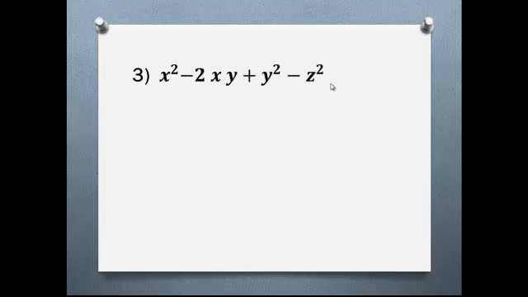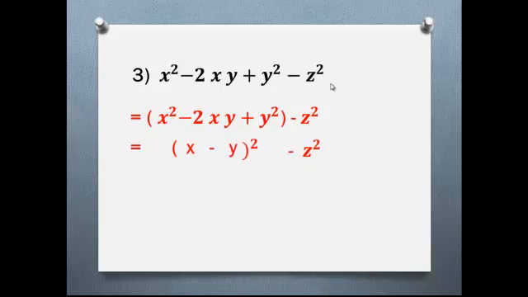Number 3. x power 2 minus 2xy plus y power 2 minus z power 2. In this question, you can take x power 2 minus 2xy plus y power 2 in the first group as its perfect square and z power 2 in the second group. The factorization of the perfect square is square root the first x minus square root the third y all to the power 2 minus z to the power 2.